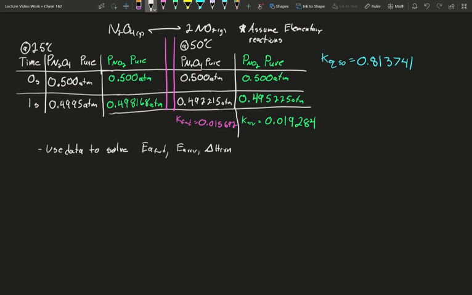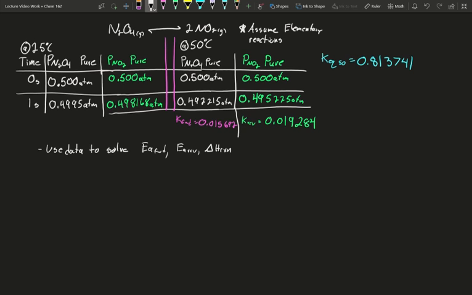In this video, we're going to continue our series of looking at this idealized set of rate data in order to identify more information. Previously, we were able to use this to find K values for our forward and reverse reaction at 50 degrees Celsius, use that to find our equilibrium constant at 50 degrees Celsius, and determine the equilibrium pressures of our starting material and our product.